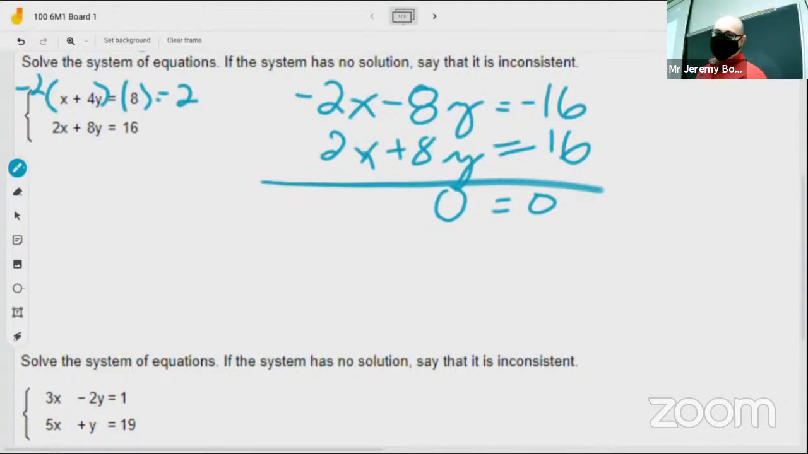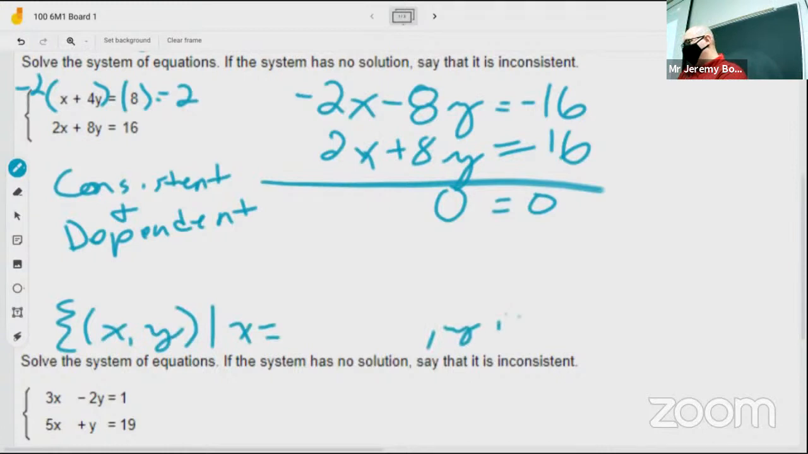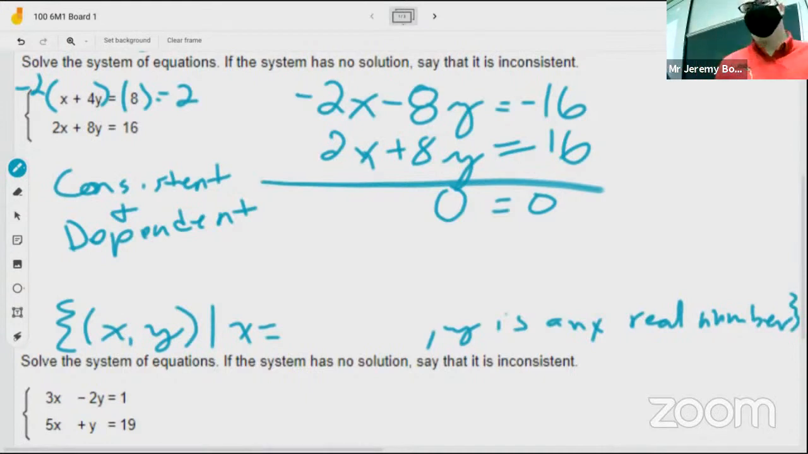It either means they never intersect each other or they're the same line. They're always intersecting each other. They're the same line. So this is going to be what we call consistent and dependent. And so remember, when we get one of those, we need to write our answers in the form x comma y such that x is equal to something and y is any real number. So there are an infinite number of points, but they are specific points. We need to figure out how to find those points.